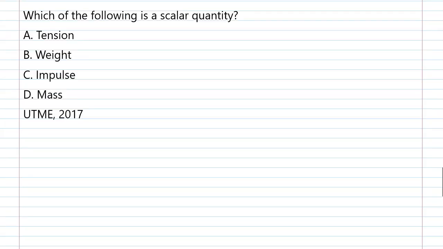Which of the following is a scalar quantity? A. Tension. B. Weight. C. Impulse. D. Mass. Tension is a force, so it has to be a vector quantity. Weight is also a force and it's a vector quantity. Impulse is a vector quantity. The correct option would be mass, option D.